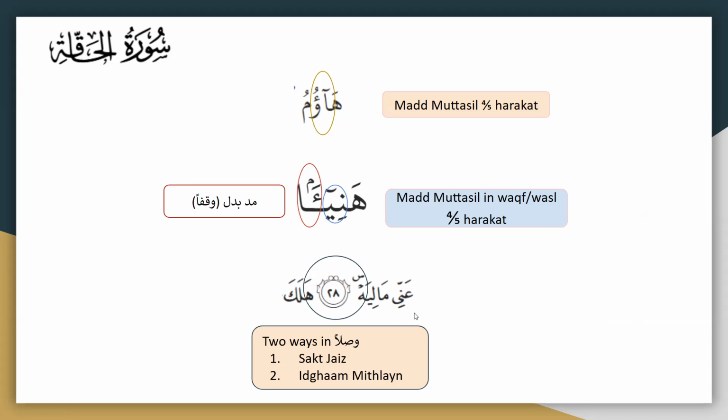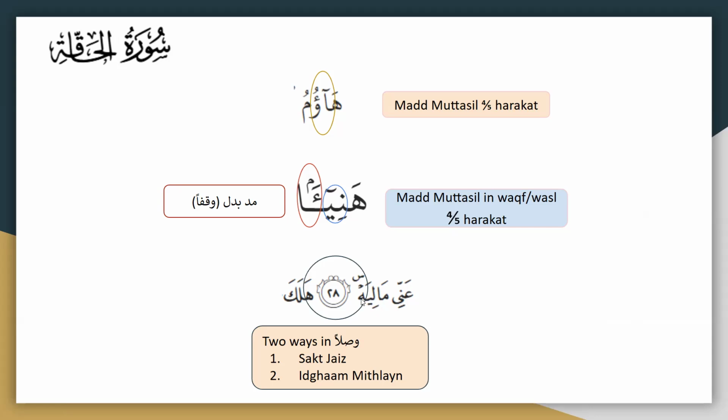This is another place. How do you connect and how do you stop and what's the rule applying in these two ayahs? So if you are stopping at the end of the first ayah, you say anni maliyah and you take a breath. But if you're continuing waslan, we have two allowed ways. Either to apply a sakt, which is a sakt ja'iz. That's why we have a sin written there. It's a breathless pause, and then you read the next one. Anni maliya halaka, like that.